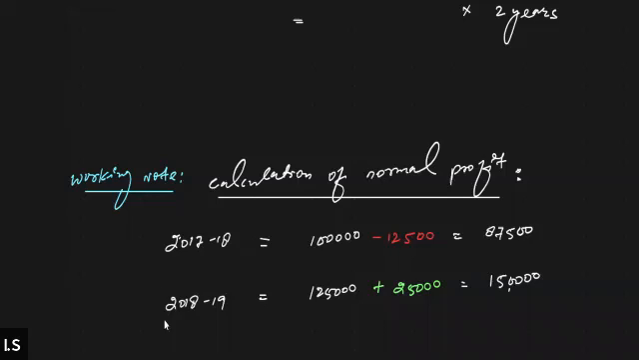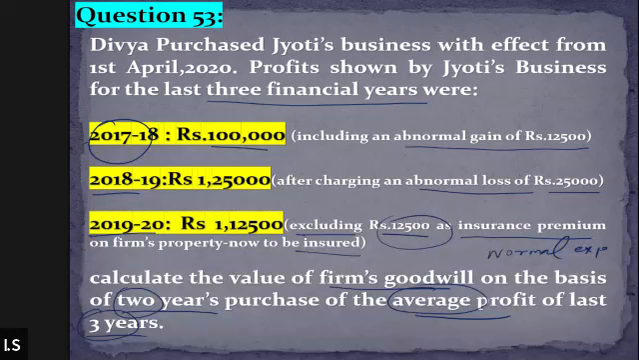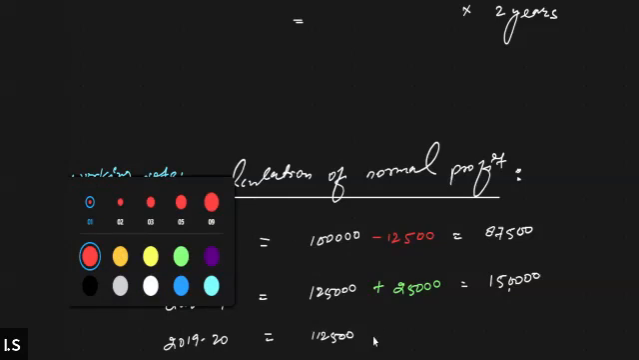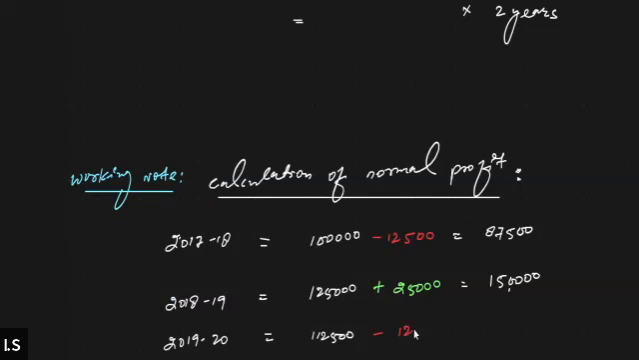Right? And the same will be done for the year 2019-20. The profit for this year that is given in the question was 1,12,500. And we did not subtract one expense that needed to be subtracted earlier. So 1,12,500 excluding 12,500 as insurance premium. See, insurance premium is a normal expense, so we should subtract it, right? Earlier we didn't subtract it, so now in order to determine the correct profit, we will be subtracting it now: 12,500.